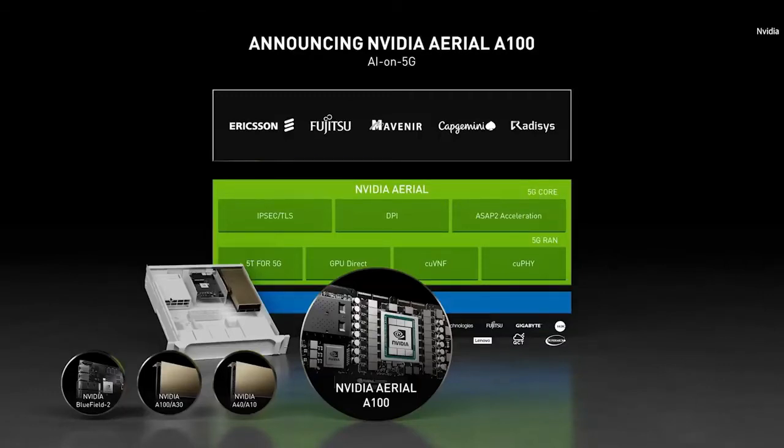So it's not a surprise that Ariel A100 in an EGX system will be a complete 5G base station. Our partners, Ericsson, Fujitsu, Mavenir, Altran, and Redsys, will build their total 5G solutions on top of the Aerial library.